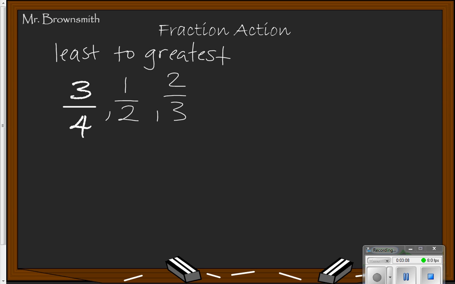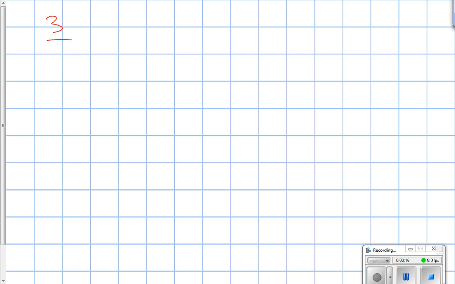So the first thing that you need is grid paper. So what we're going to do is memorize these fractions, and then I'm going to switch to the next page to go to grid paper. So we have the fractions 3/4, 1/2, and 2/3. So my first step is to figure out which fraction has the biggest denominator. And you can see here that 3/4, in fact, has the biggest denominator.